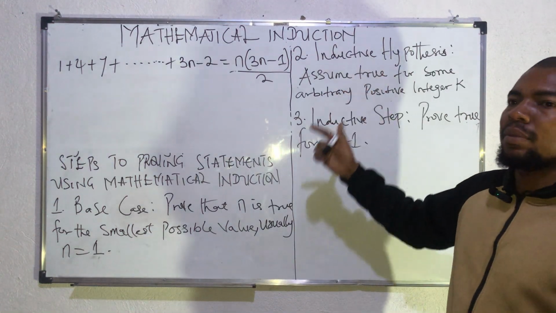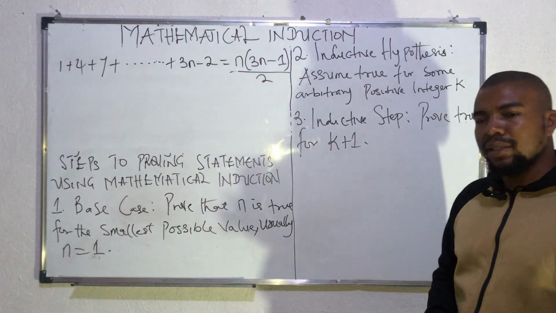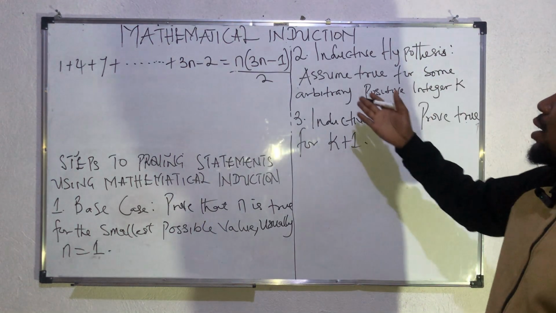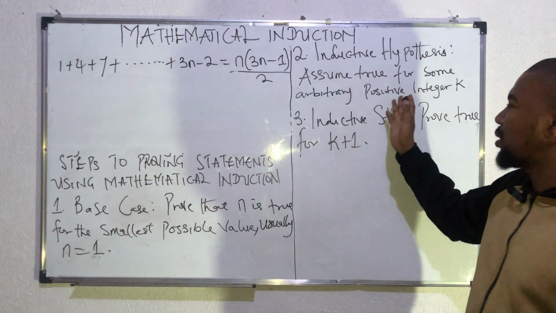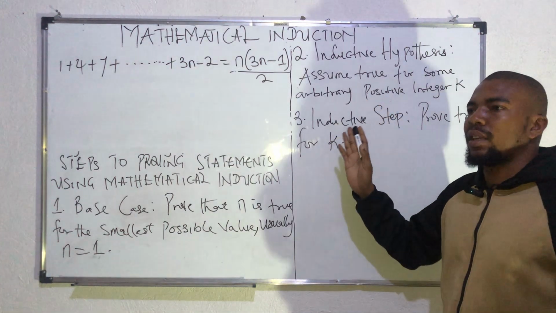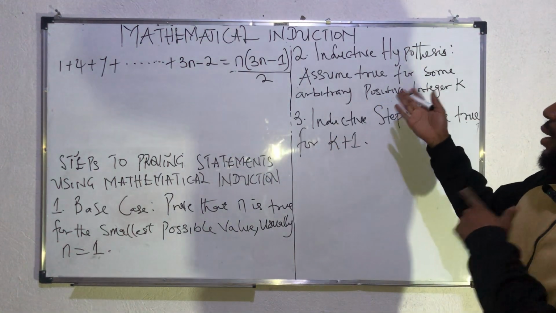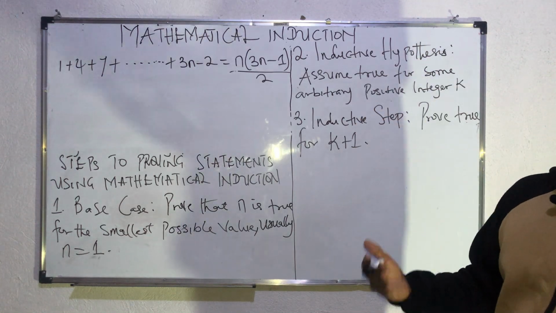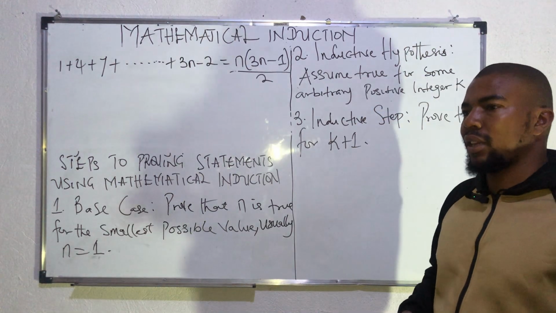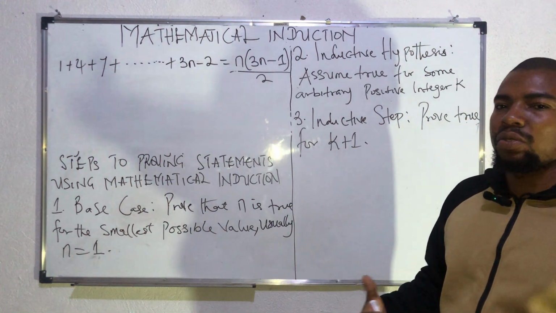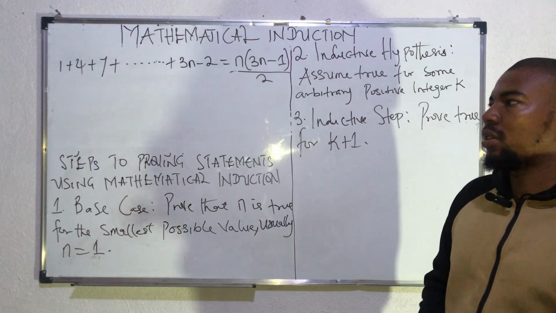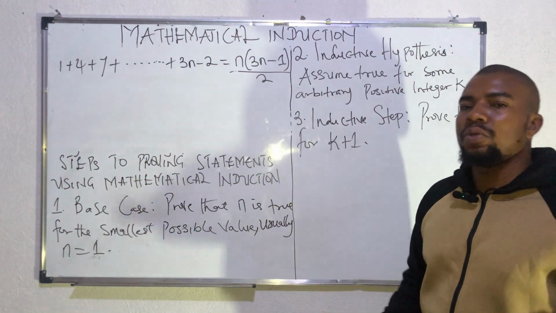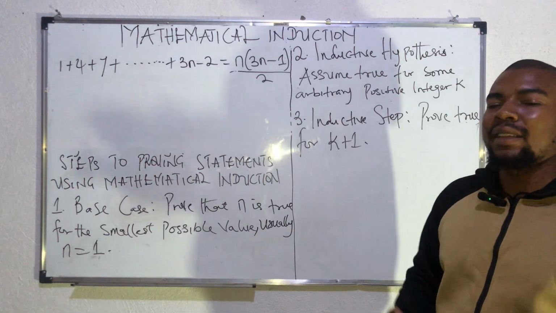For the second step, which is called the inductive hypothesis, we simply assume it is true for some arbitrary positive integer k. So all we do at the second step is set n equal to k. It is called the assumption step, where we assume. This might look quite complicated, but when I start solving this problem, you will see it is pretty easy and simple to understand.